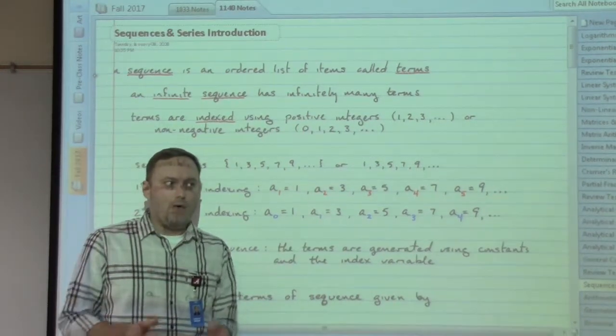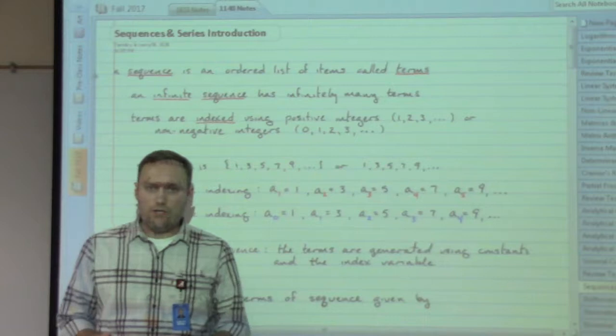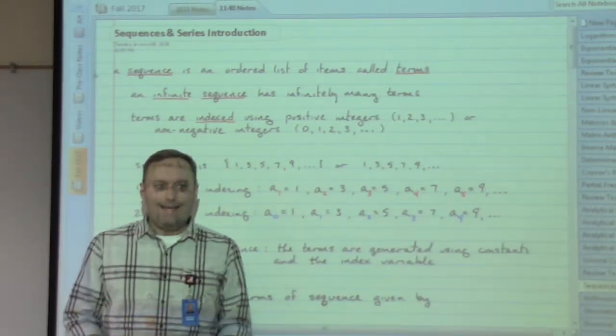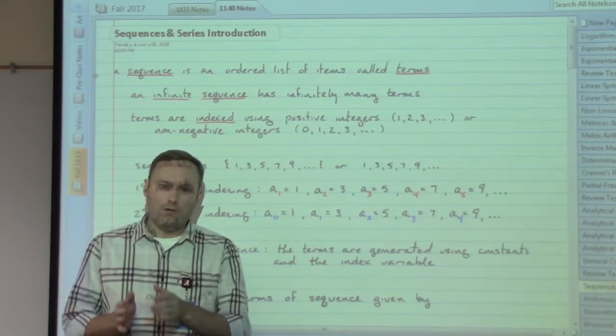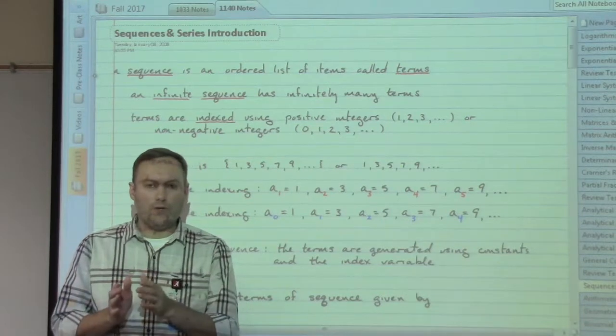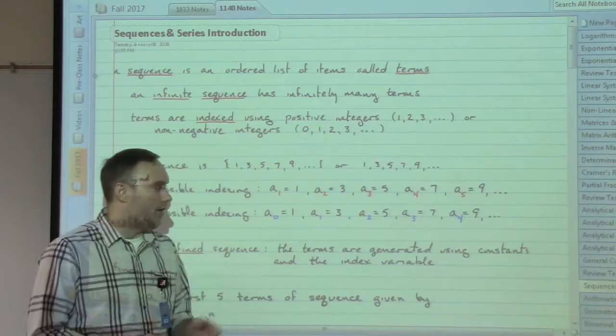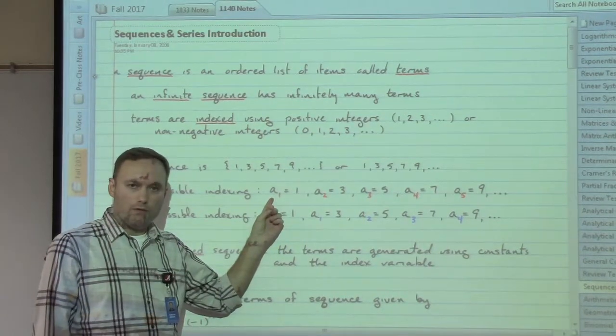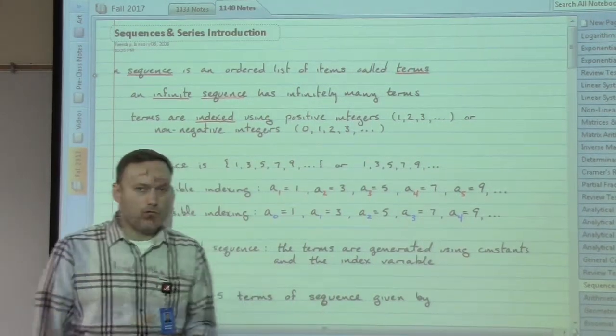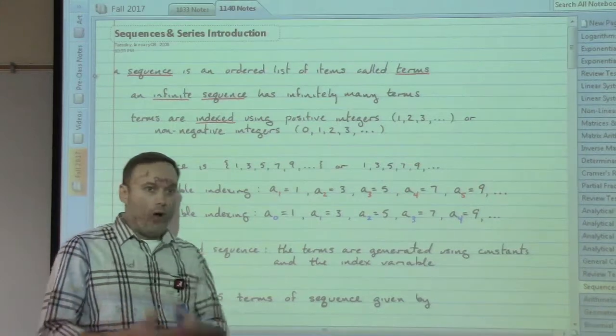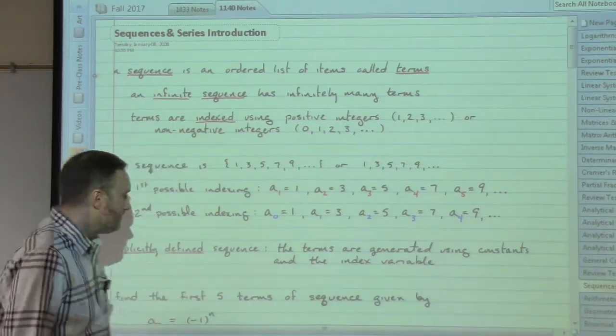That means we need to make sure we're paying close attention to how those index numbers are going to be listed. Are they going to start with an index number of 0 for the first term? Are they going to start with an index number of 1 for the first term? We're going to want to make sure that we recognize that from whatever information we're given.